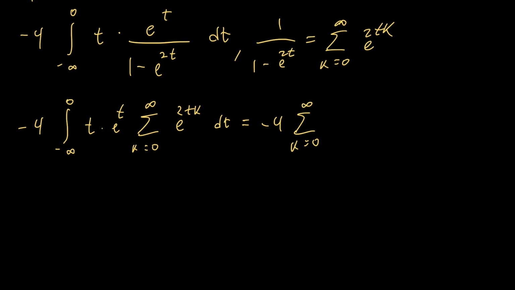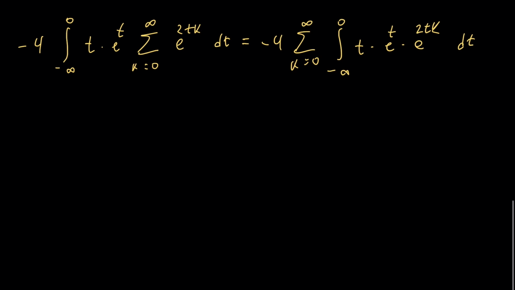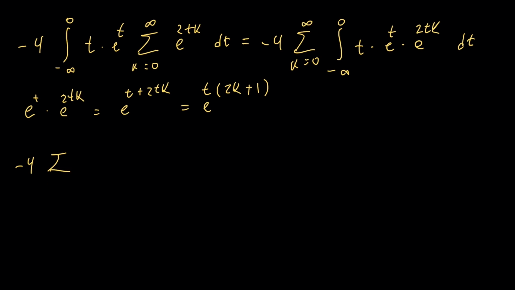And then swapping the sum and integral, we have -4, the sum from 0 to infinity of the integral from -infinity to 0 of t times e to the t times e to the 2tk dt, and e to the t times e to 2tk is the same thing as e to the t plus 2tk, which is e to the t times 2k plus 1. So we have -4, the sum from 0 to infinity, the integral from -infinity to 0 of t e to the t times 2k plus 1 dt.